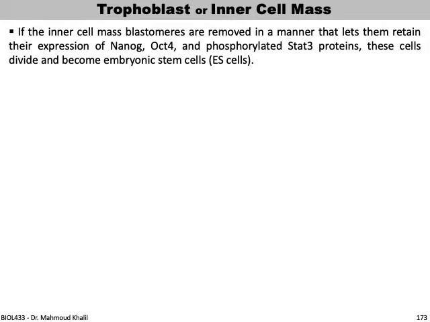The inner cell mass blastomeres are removed in a manner that lets them retain their expression of Nanog, OCT4 and phosphorylated STAT3 protein. These cells divide and become embryonic stem cells. So in the process of doing the experiment, they remove these cells and they term them embryonic stem cells.